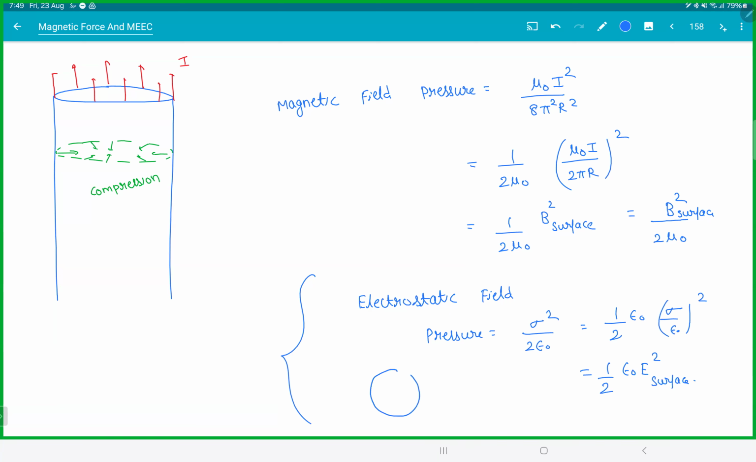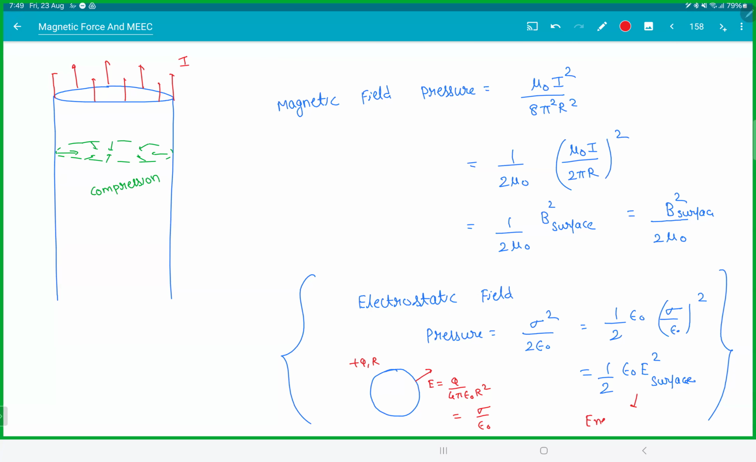So if you take a shell here with charge plus q and radius r, the field on the surface is q by 4 pi epsilon r square. Q by 4 pi r square is nothing but sigma, so the field is sigma by epsilon. And if you remember, half epsilon E square is also the energy density.